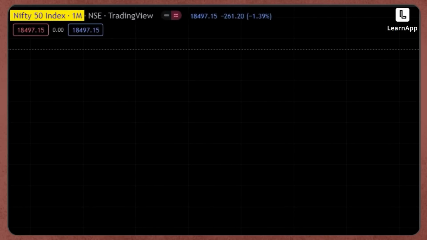But let it complete the month. Let it complete December. Yeah. So if December closes here, this is a divergence. If December closes much higher, there's no divergence. Correct? Yeah. Okay guys, so this is a Nifty chart, monthly.